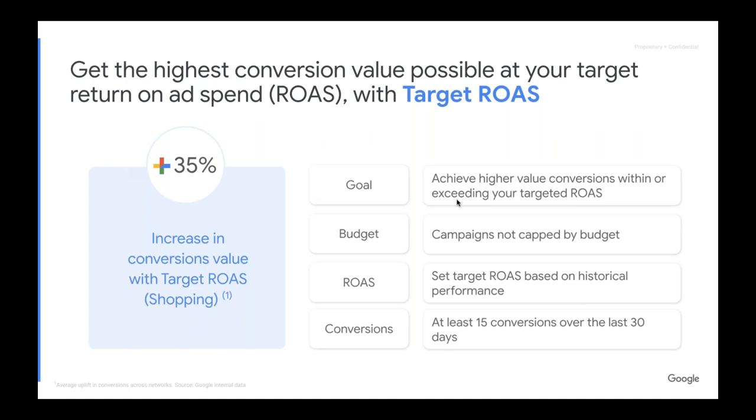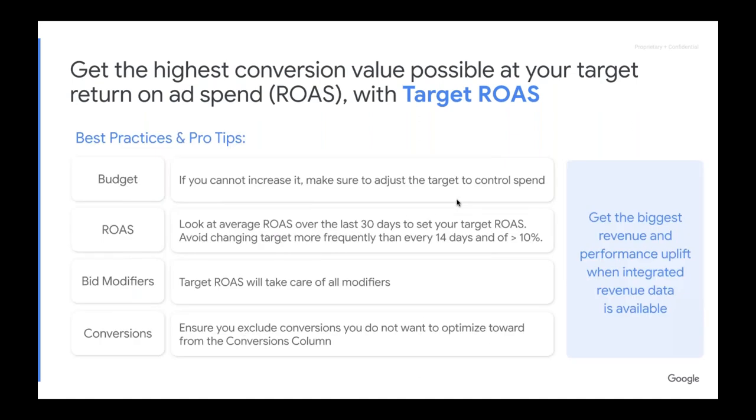This bidding strategy requires a minimum number of conversions, which should be at least 15 conversions over the last 30 days. So when it comes to budget, if you cannot increase it, at least make sure to adjust the target to control spend. Target ROAS is budget agnostic, which means that the bidding strategy does not account for budget settings. When a campaign is budget capped, the bid strategy has no way to understand this, and will set the ads as it would if the campaign had no budget limitations.